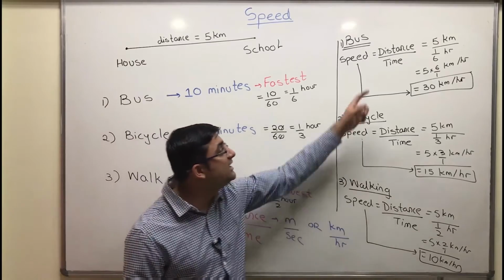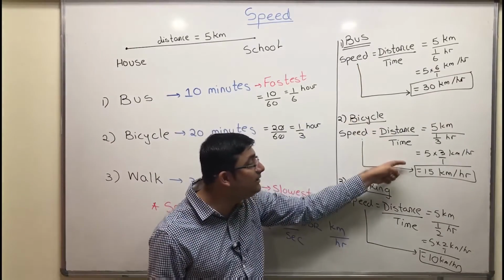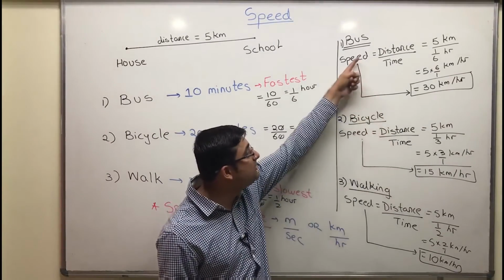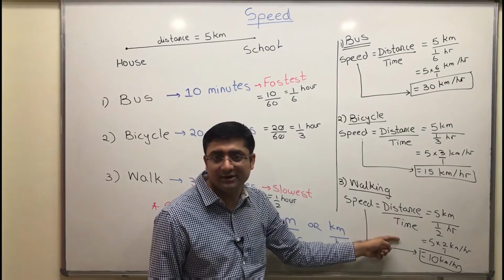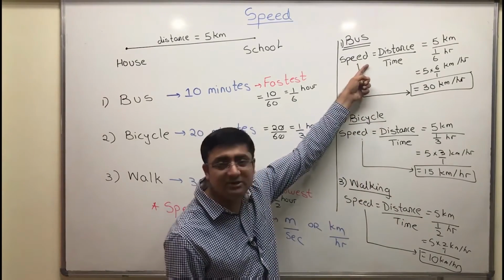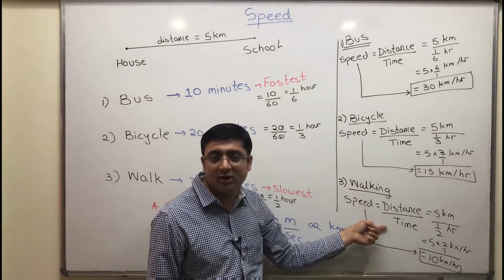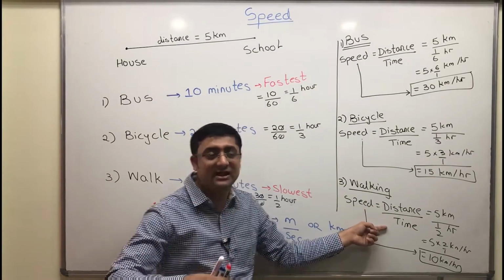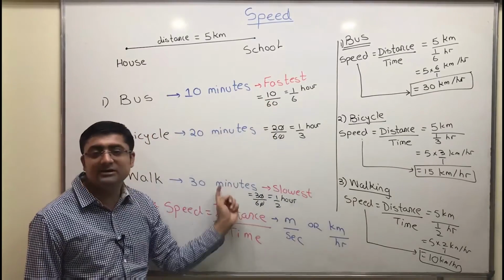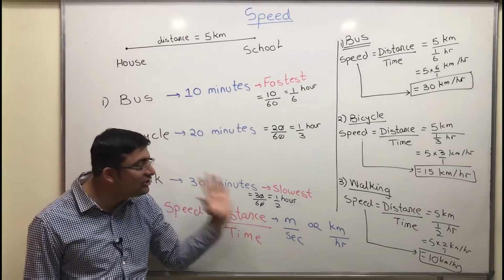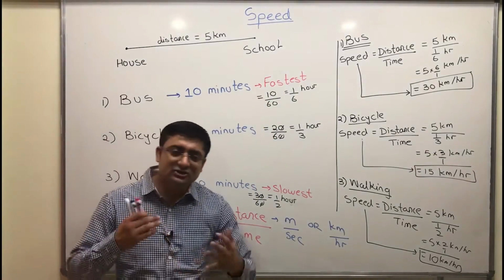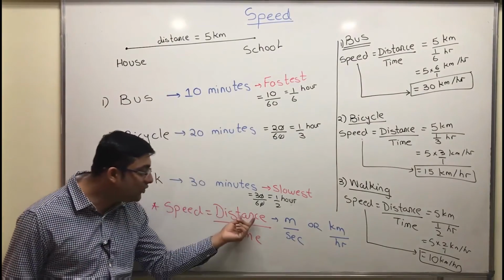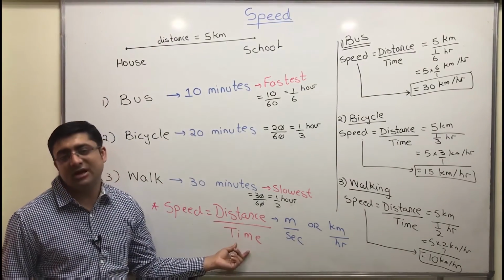We can also say the speed of the bus is double the speed of bicycle. Similarly, the speed of the bus is 3 times that of walking. Is this clear? So because speed of the bus is 3 times that of walking, right? That means it will cover the same distance in 3 times less time. See, 10 minutes, 30 minutes, 3 times less time. So this over here is the concept of speed. So speed is nothing but it tells us how much distance is covered in how much time.